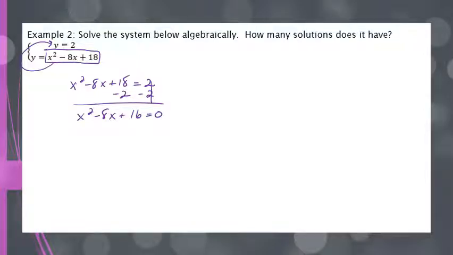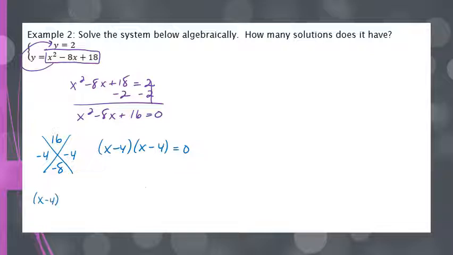Now at this point you can either use factoring or the quadratic formula to solve. I'm going to choose to factor. This problem is actually a perfect square trinomial, but I'm going to show you by factoring anyway. I need two numbers that multiply to 16 and add to negative 8, which are negative 4 and negative 4. So when you see that you have the same two numbers in your diamond, that means you have a perfect square trinomial. So what I have here is x minus 4 and x minus 4. You could also write that as x minus 4 squared, but I just wanted to show you.